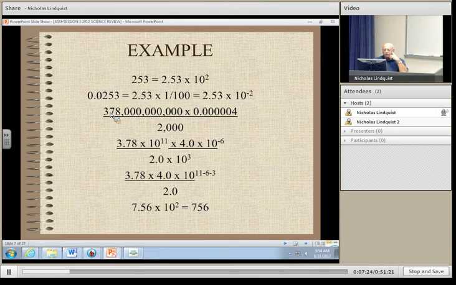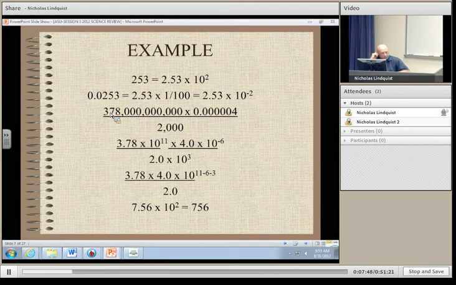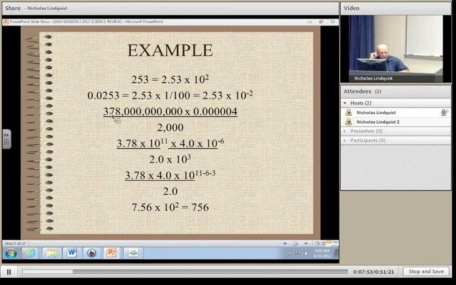So to show how it makes it easy to use scientific notation to make big numbers easy to work with. You know, if we had a number like 378 billion times 0.000004 divided by 2,000, if you tried to start plugging those into your calculators, if you didn't have a scientific notation calculator, you would probably come up with some kind of an error. But what we can do to make it easy to work on those numbers is use scientific notation.